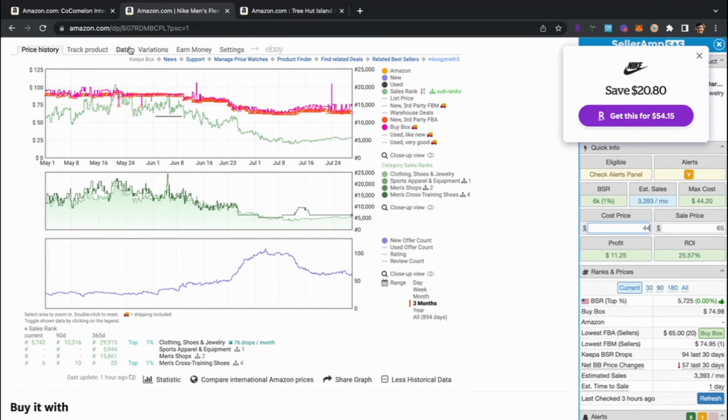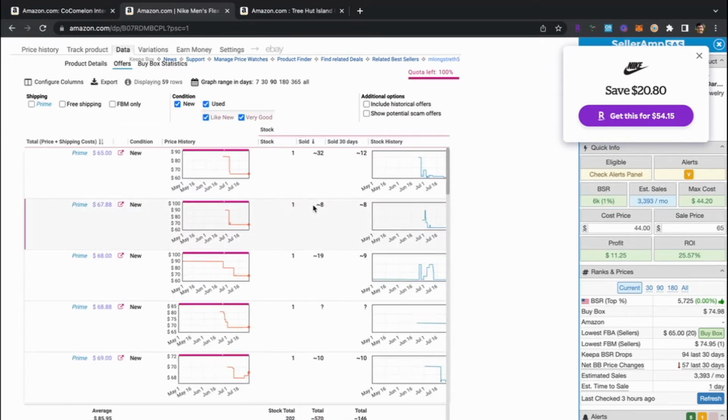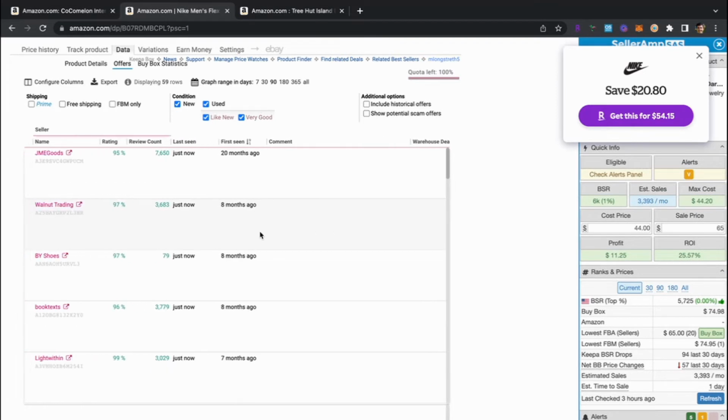Not amazing, especially on something with a lot of competition that's going to be difficult to get buy box share. Also want to mention, looking at the Keepa data right here and then offers, it's pretty interesting. You can take a look and scroll over here and see when sellers were first seen on a listing, which is a decent indication of whether or not it's replenishable. And it's pretty interesting. There's actually a decent amount of people who have been on this for a while, or at least they were first seen on it a while ago, and now they're still on it.